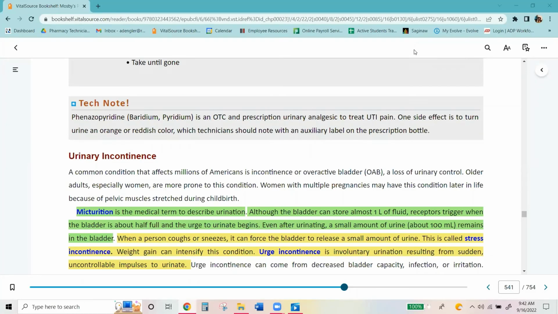Pyridium is an OTC and prescription urinary analgesic to treat UTI pain. One side effect is to turn urine an orange or reddish color, which technicians should note with an auxiliary label on the prescription bottle. So it is always good to tell the patient about this. Also, if they buy it over the counter, like Azo, to also inform them because it is kind of a little scary when you first go to the bathroom and it's such an orange or red color. So it's just best to let them know that that's a normal side effect.